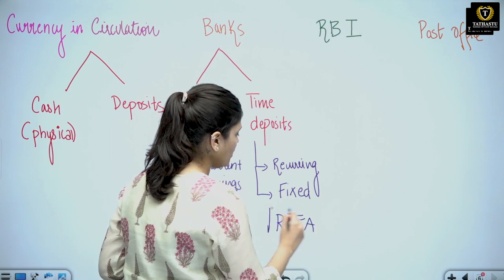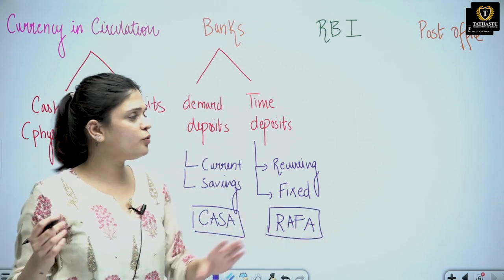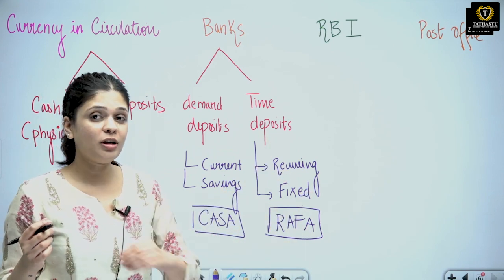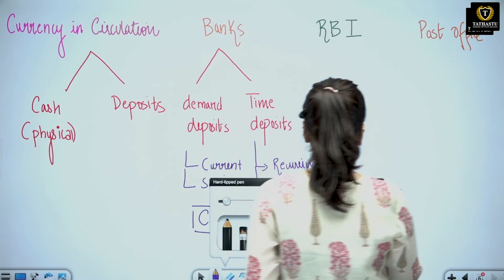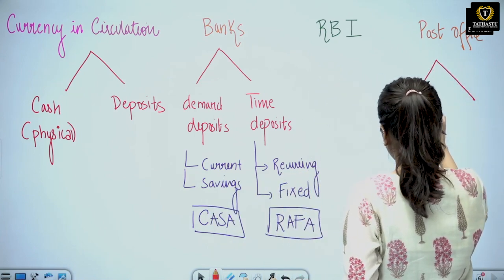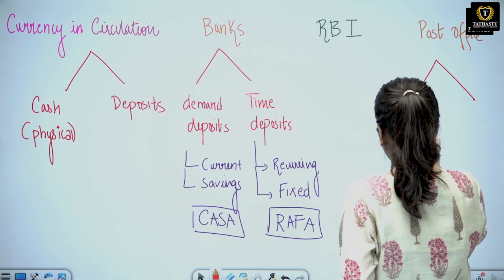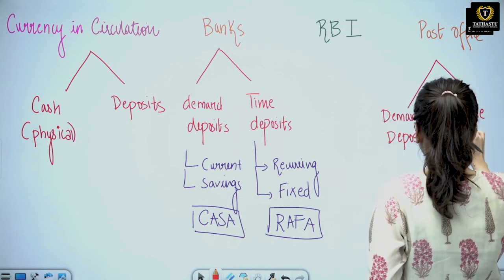Now when you deposit money in fixed deposits or in a recurring account, after a certain period of time you will be able to get the money out of it. Okay, not on demand. So we have demand deposits and time deposits. Similarly in the post office also we have these two categories, demand deposits and time deposits.